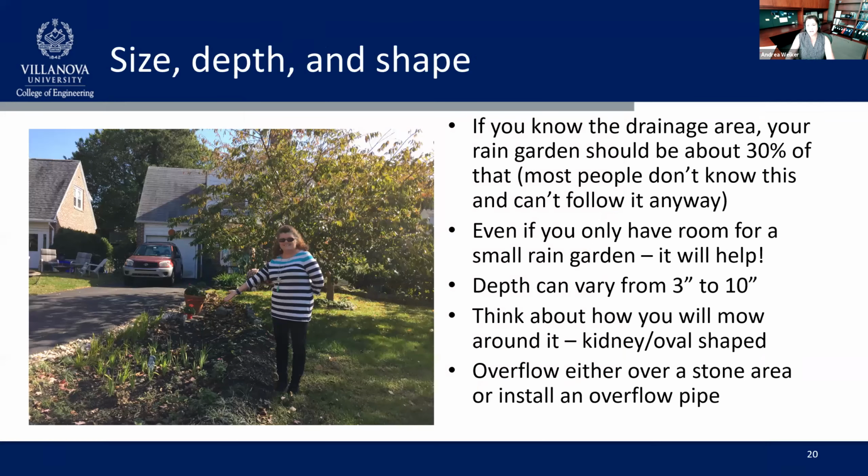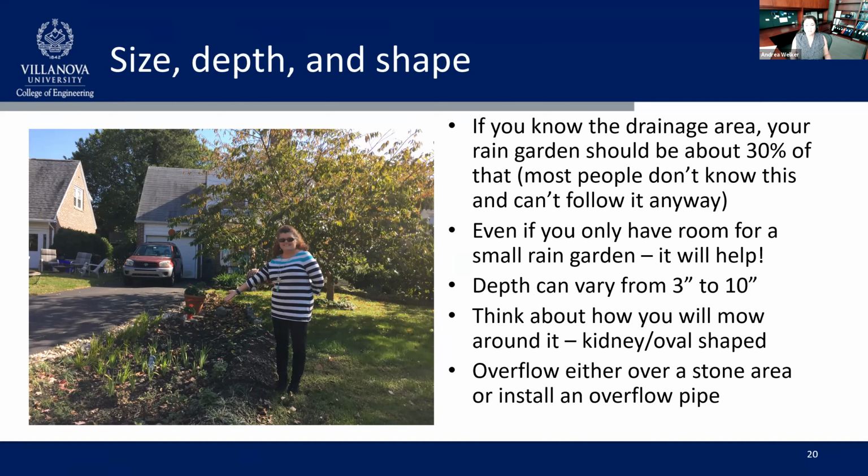So let's talk about the size, depth, and shape. If you happen to know the drainage area, a good rule of thumb would be that the size of your rain garden should be about 30% of the size of your drainage area. If you don't know what this is, don't worry about it. Most of the time, people are just constrained by the size of the rain garden they can install on a certain piece of their property, right? So you're not really thinking that much about drainage area. You're just thinking about taking the opportunity to install a rain garden in the space that you have.